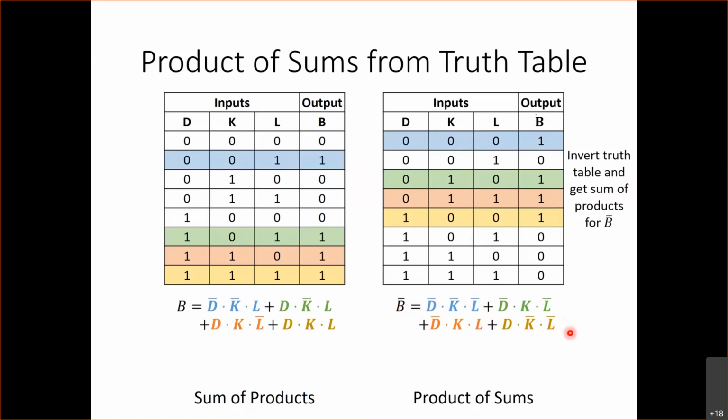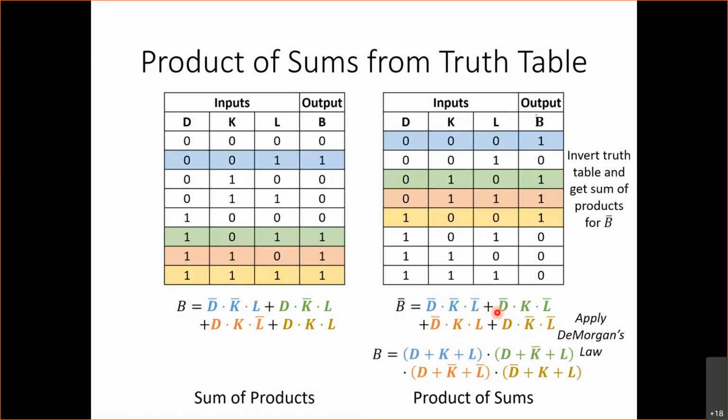De Morgan, exactly. So when we apply De Morgan's law, what happens is all our ands become ors, all our ors become ands, and all our inversions become normal non-inversions, and all our non-inverted variables become inverted. So that looks like this. So here we had not D and not K and not L. This becomes D or K or L.